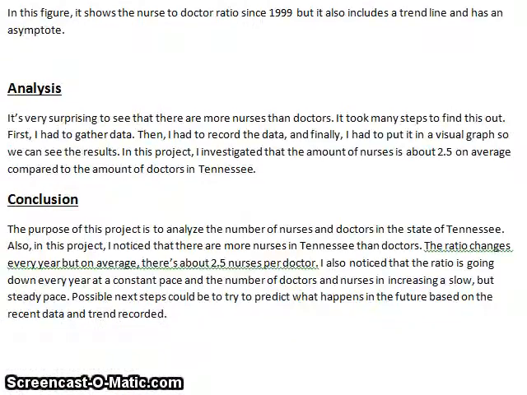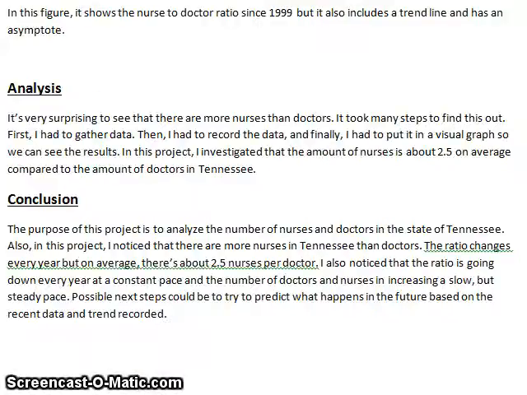Analysis: it's very surprising to see that there are more nurses than doctors. That's what I thought. It took many steps to find this out. First, I had to gather my data, then I had to record the data, and finally I had to put it into a visual graph so we can see the results, which are all above. In this project, I investigated that the amount of nurses is about 2.5 on average compared to the amount of doctors in Tennessee.